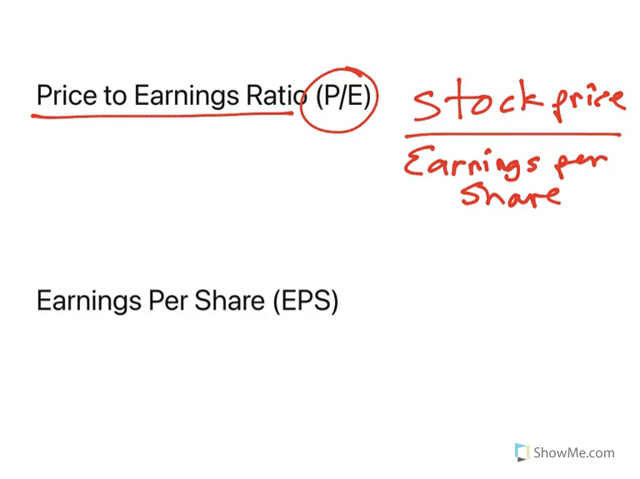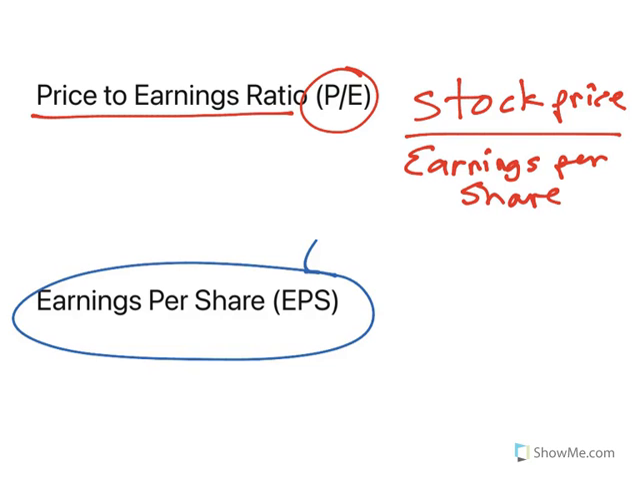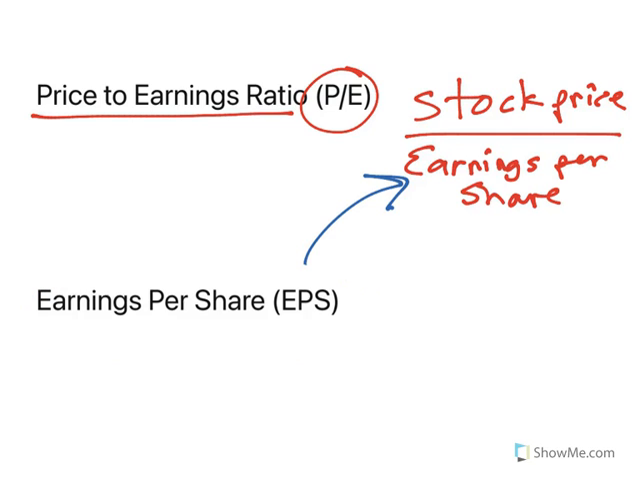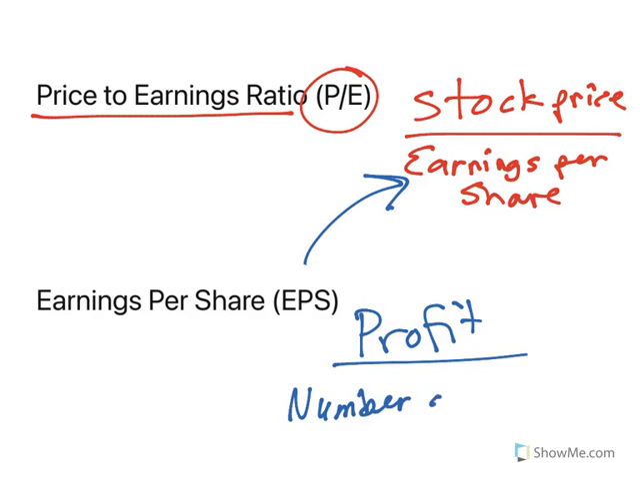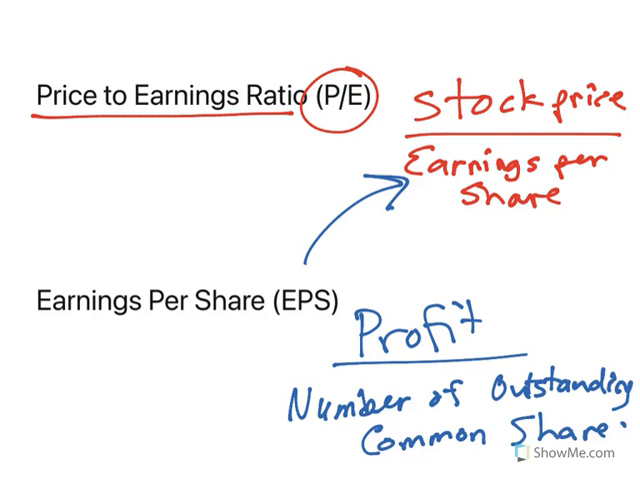Now, how do we find earnings per share, right? So you see that down here, earnings per share known as EPS. This is the denominator, okay? So earnings per share is found by taking the profit of the company divided by the number of outstanding common shares. So you can see if we need to find the price to earnings ratio, our first step is to find the earnings per share. Then we use that for the denominator, and step 2 would then be to find the price to earnings ratio. So how do we interpret this after we find it?